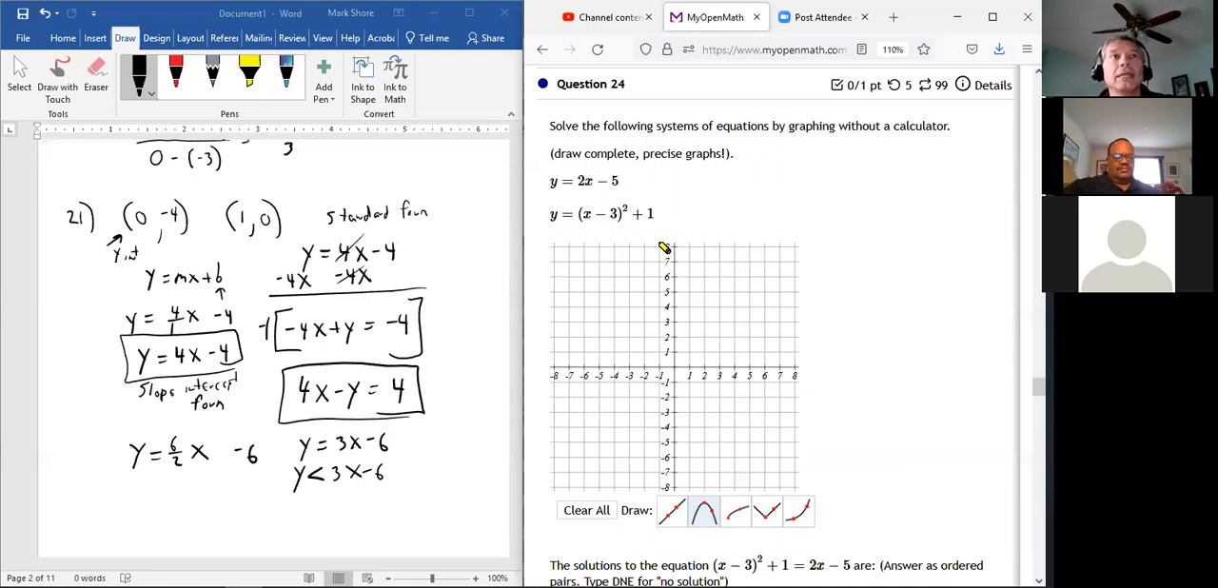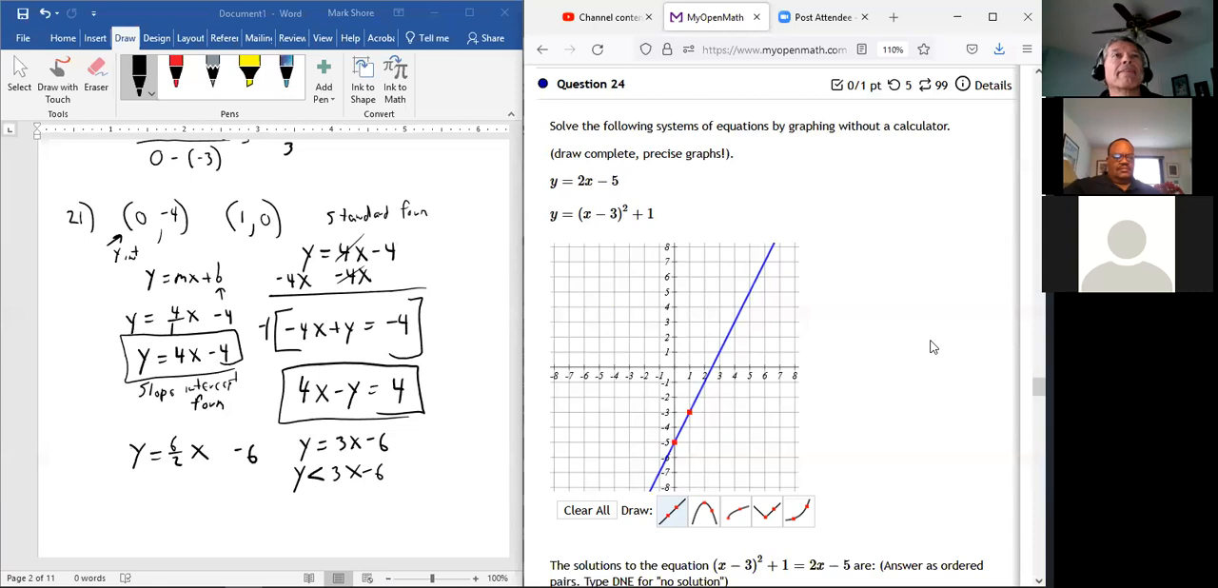So let's do the easy one. The easy one is this one right here, the line. So we just click on the line and we see that the y-intercept is -5. That's right here. And we see the slope is 2, meaning rise 2, run 1.